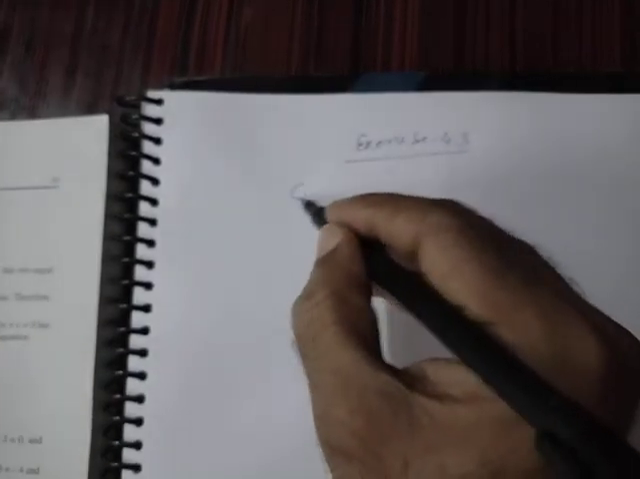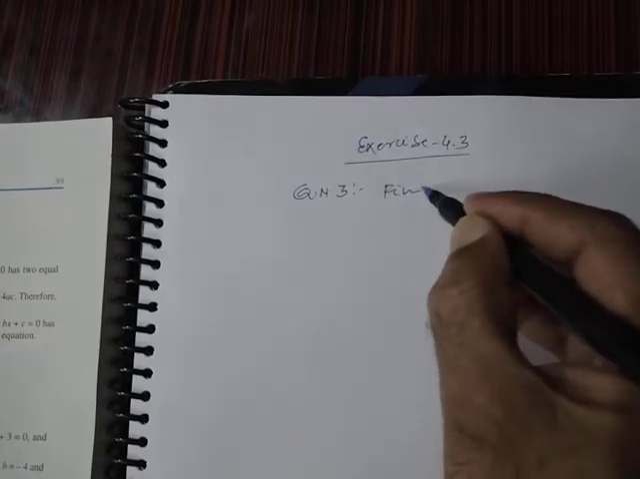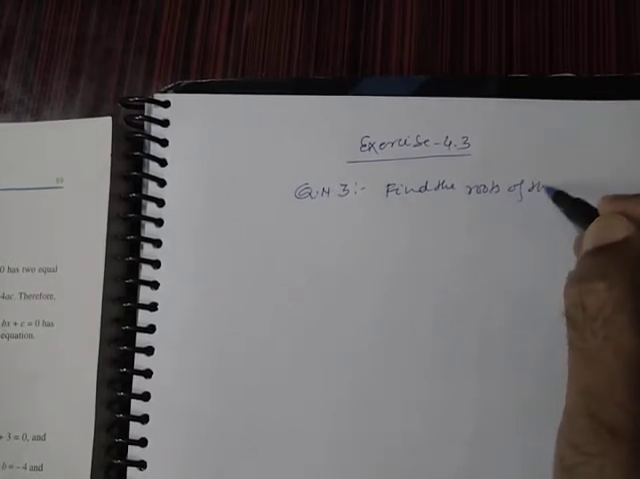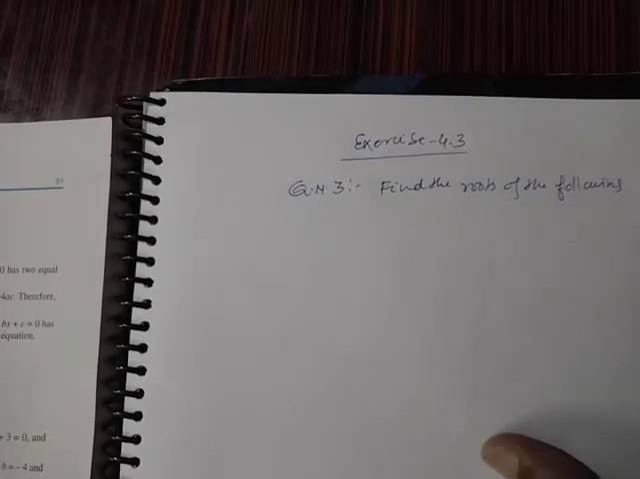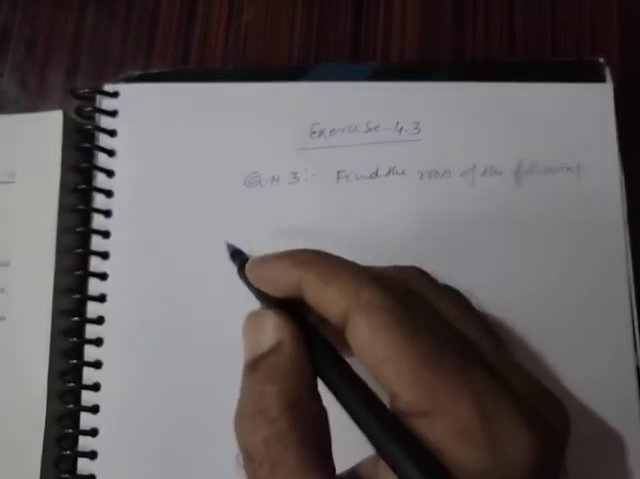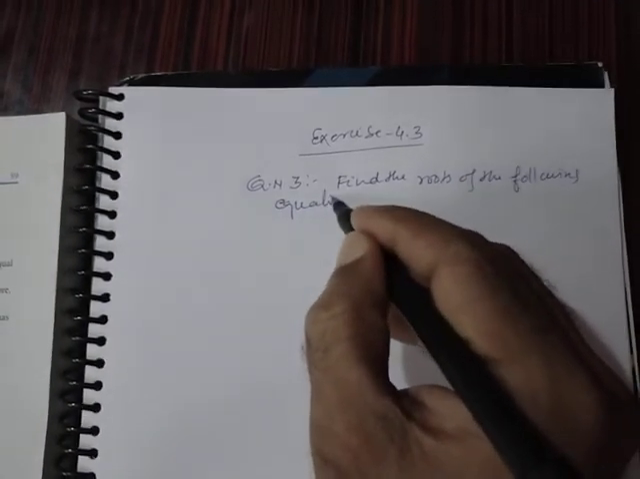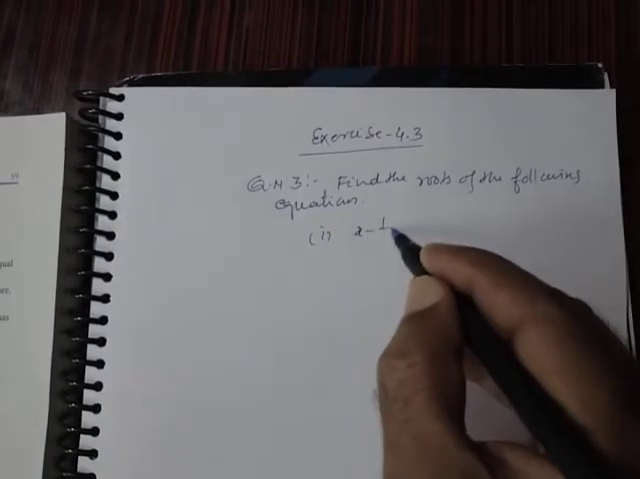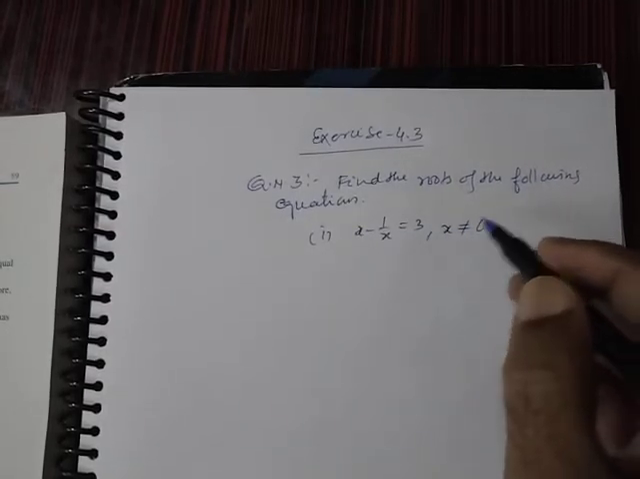Exercise 4.3, question number 3. Find the roots of the following equation. First, x minus 1 by x is equal to 3, where x is not equal to 0.